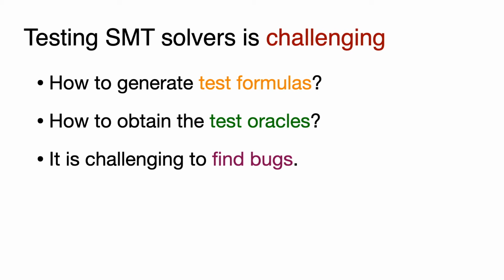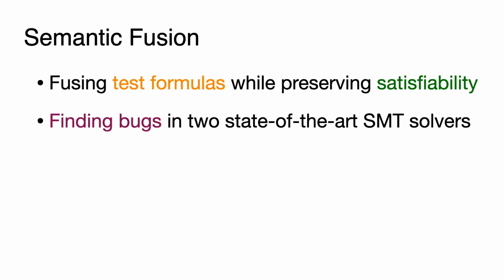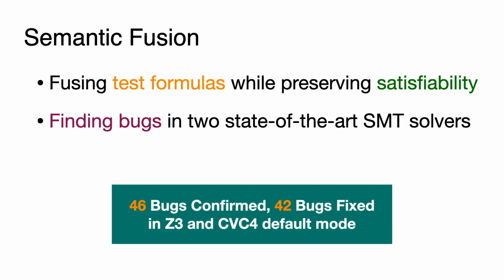In fact, before this work, almost all critical SMT solver bugs in Z3 and CVC4 had been uncovered directly by their client applications. To address these challenges, we proposed Semantic Fusion, which can generate a large number of test inputs with known satisfiability. And in our 4-month evaluation, it found 46 confirmed bugs in Z3 and CVC4 default mode, and 42 of which have been fixed by the developers.